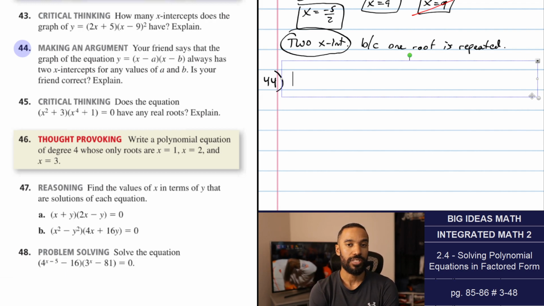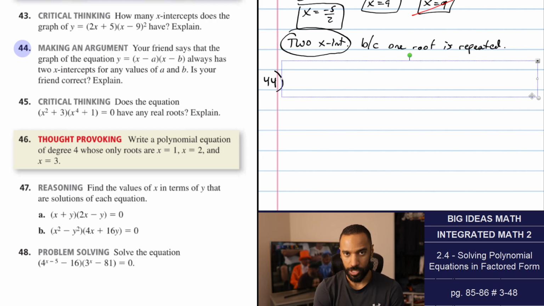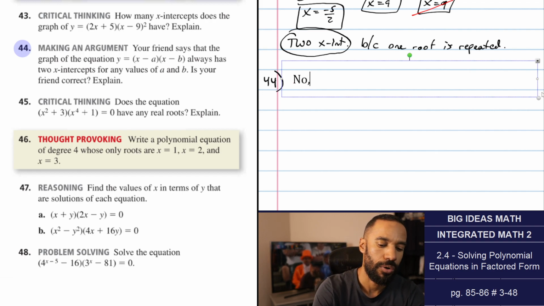They don't seem to state that a and b can't be the same number. So that means they can be the same number. And if they are the same number, then you'd only be looking at one x-intercept. So no, your friend is not correct.